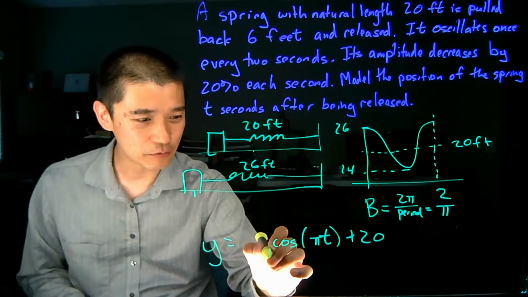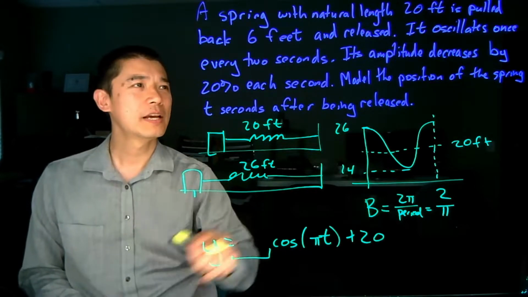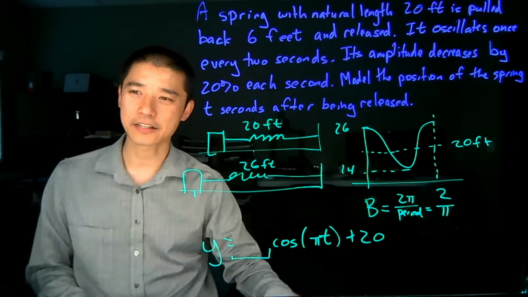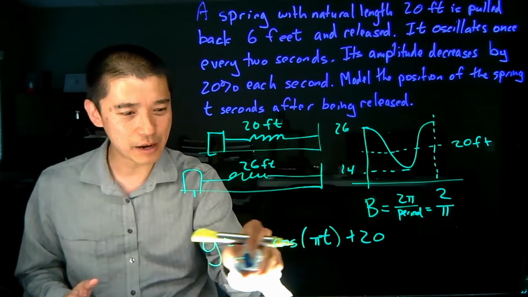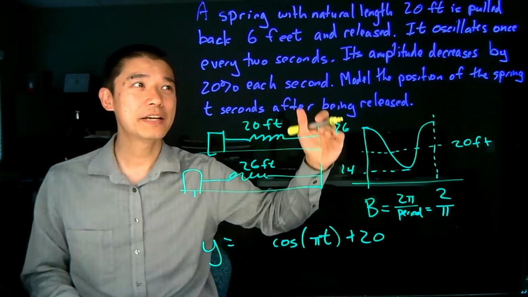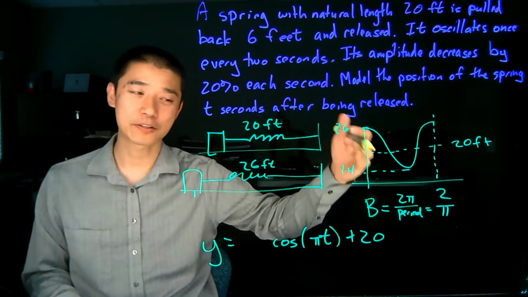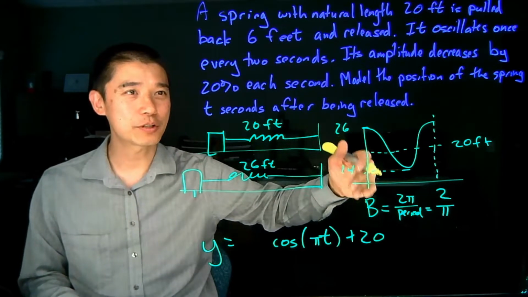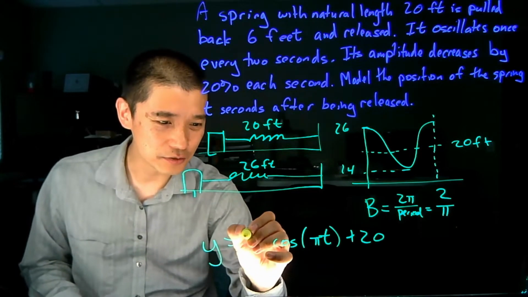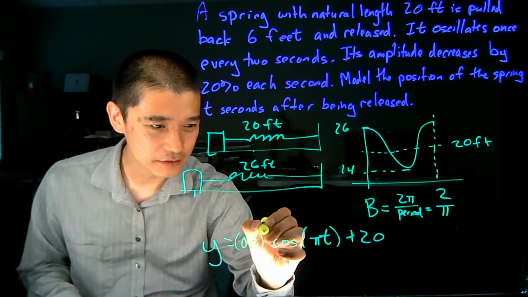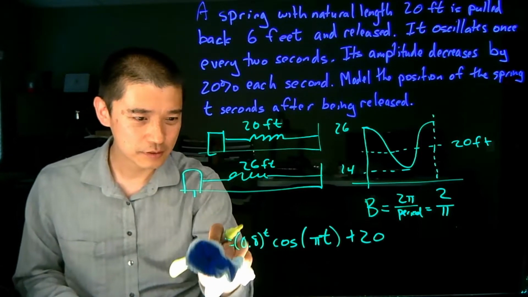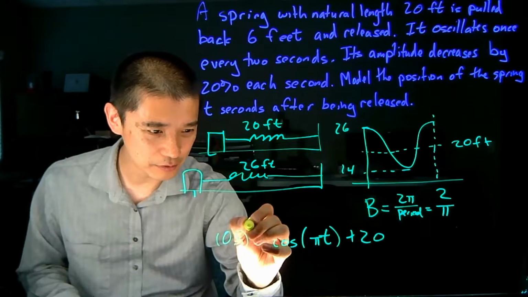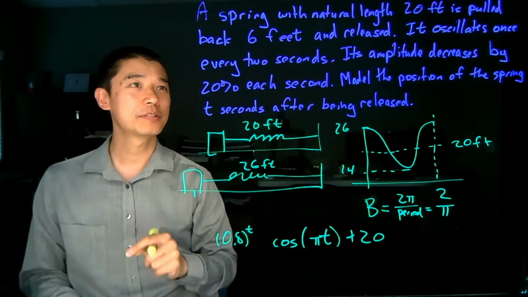And really we need to figure out what's happening here with the amplitude. And that part is embedded right here. The amplitude decreases by 20% each second. Now, just like the example with the population growing at a certain percentage rate, we had an exponential function. The same thing's going to happen here. Since it's going to decrease by 20% each second, we're going to subtract 20% each second. So it's going to be 0.8 to the t power. That's the amount it's going to change by, 0.8 to the t power. But then we also have the initial 6 feet.